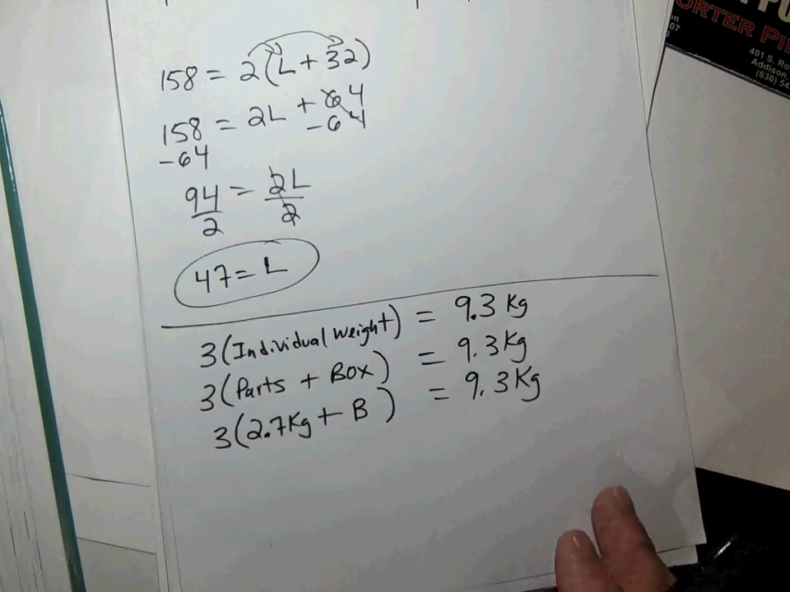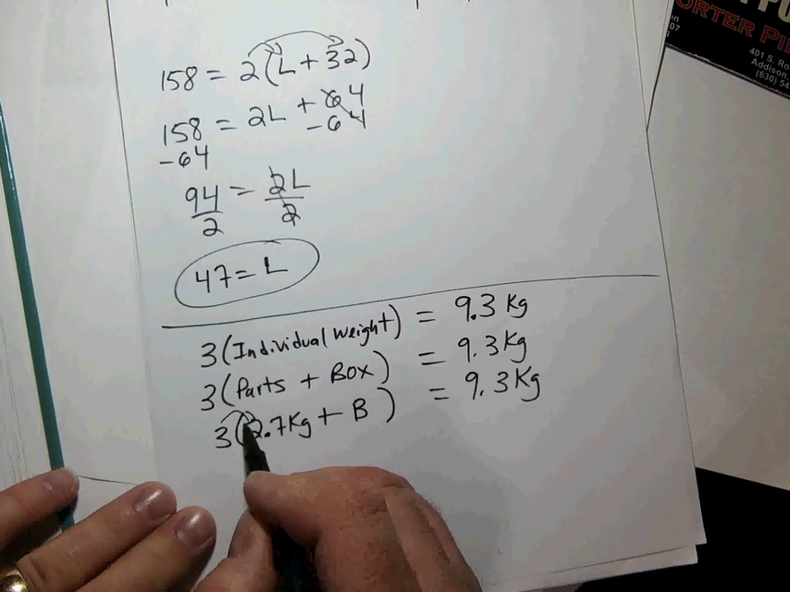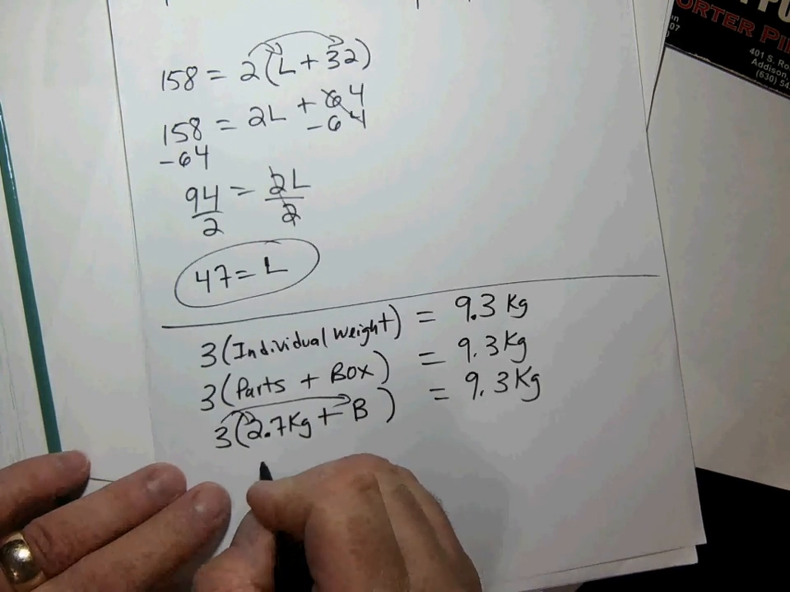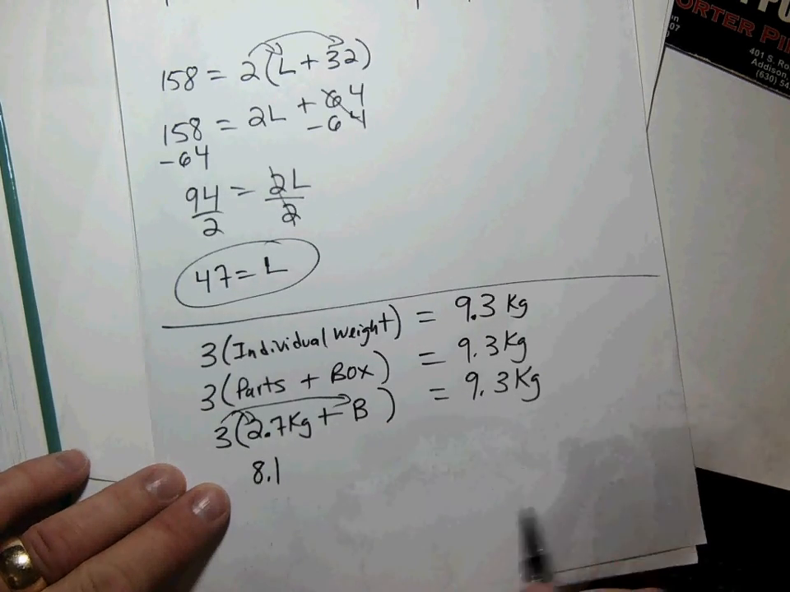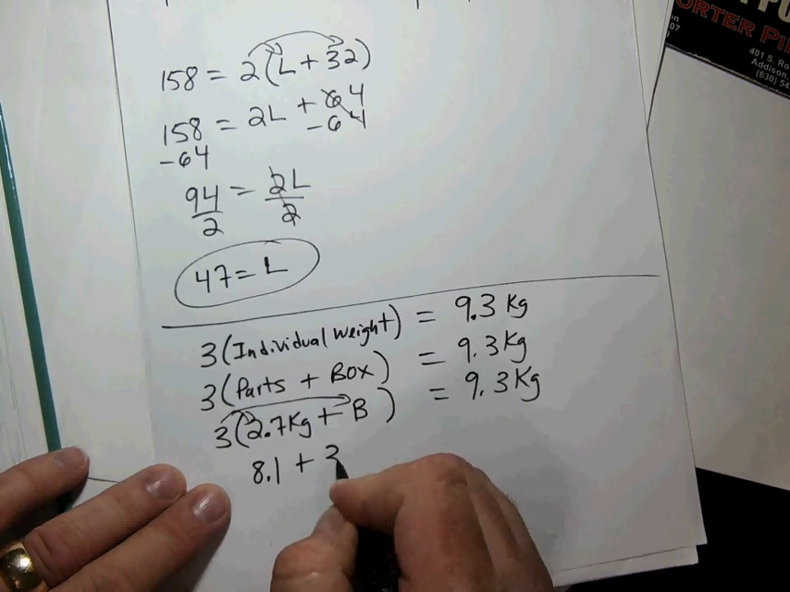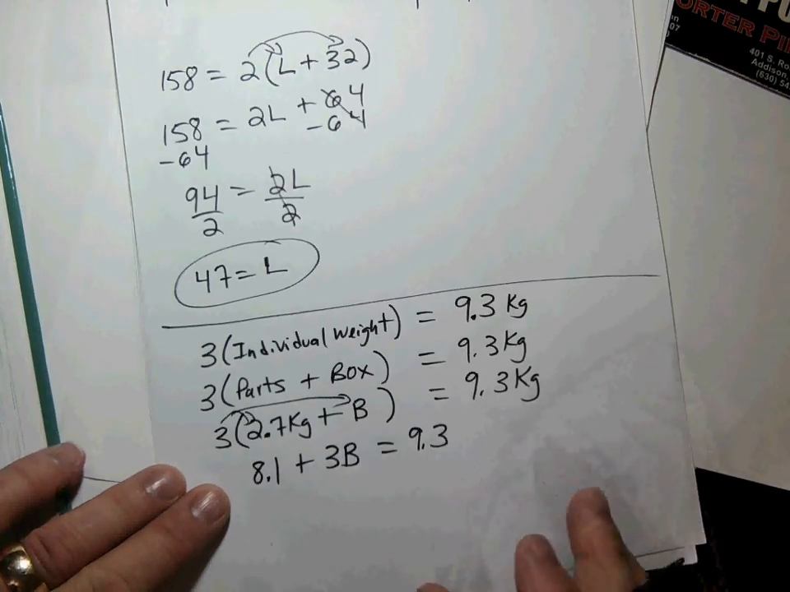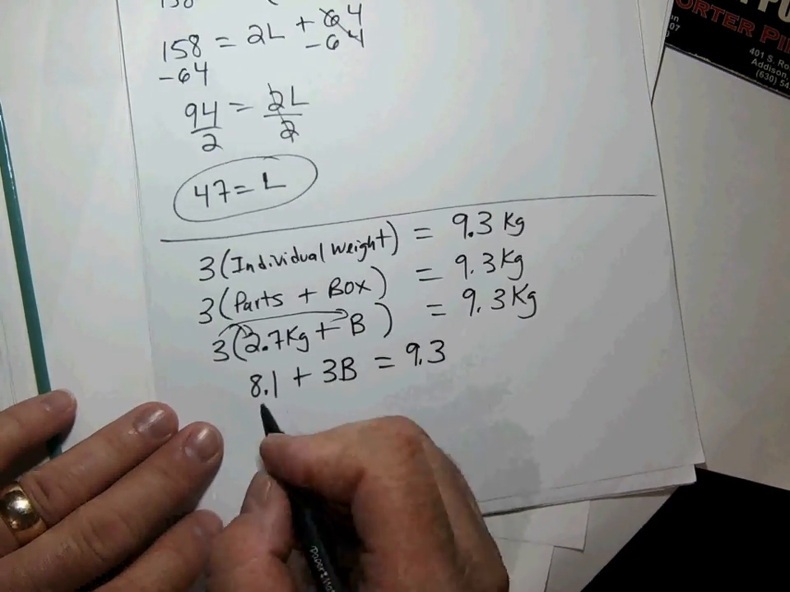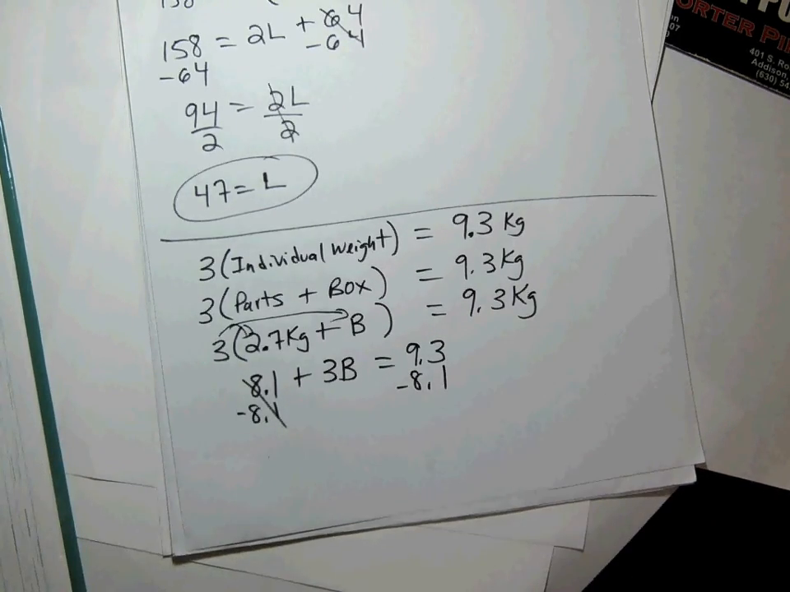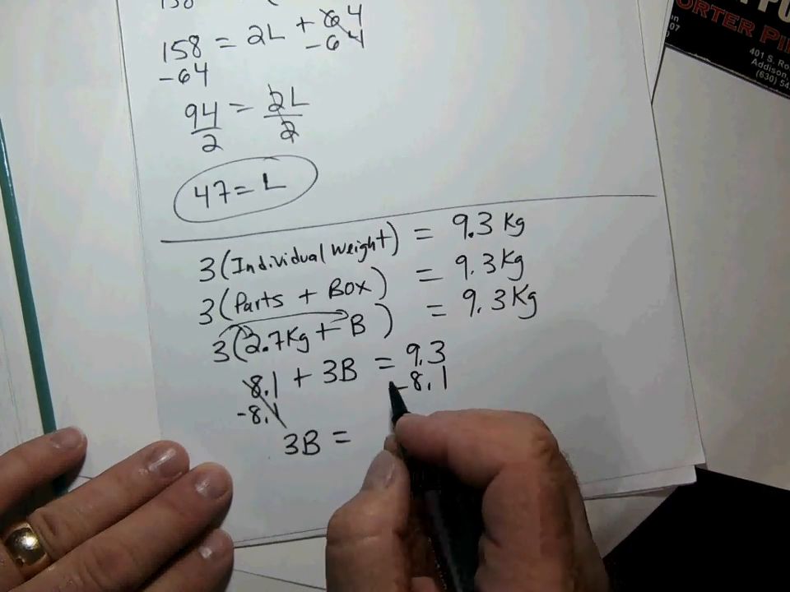So let's go ahead and solve this now with our algebra techniques. I need to distribute my 3 across. Okay, so what are we going to get here? 2.7 times 3 is going to give me 8.1. I'm going to drop the kilograms for a minute here. All these units are going to be in kilograms, okay? Plus 3 times b equals 9.3. Okay, how do I solve this? I get all my constants on one side, my variables on the other. So I'm going to subtract the 8.1 from both sides. I'm going to get 3b equals 1.2.